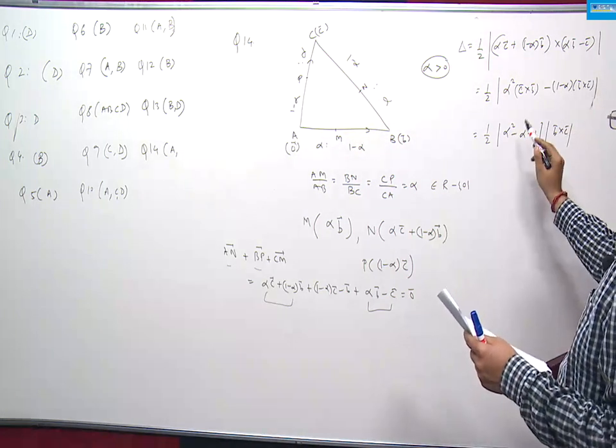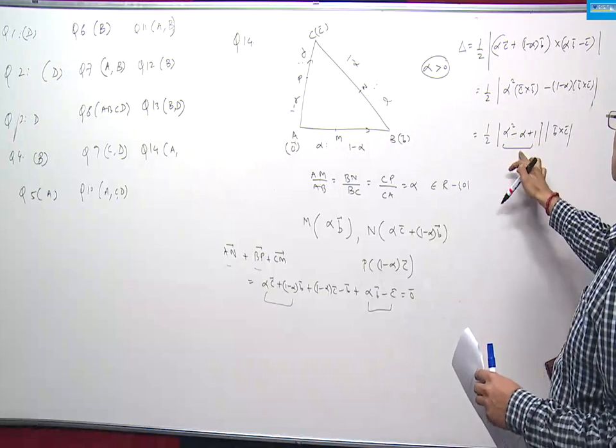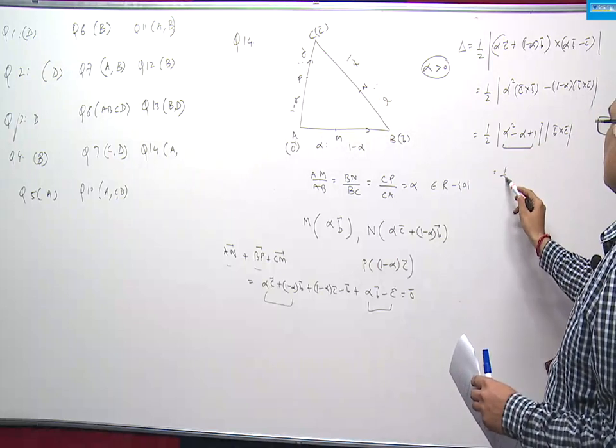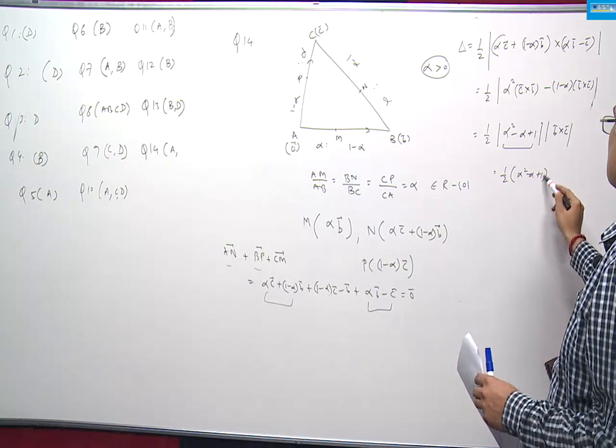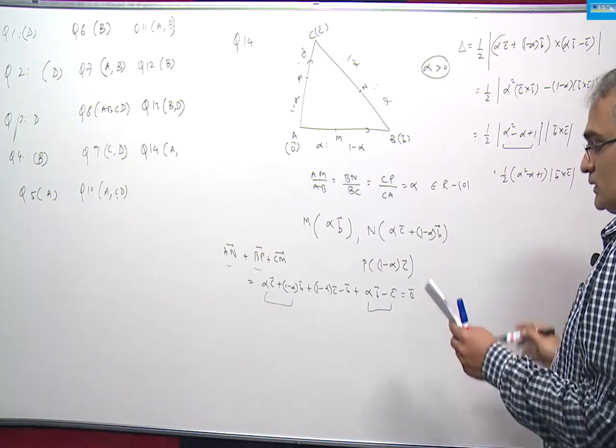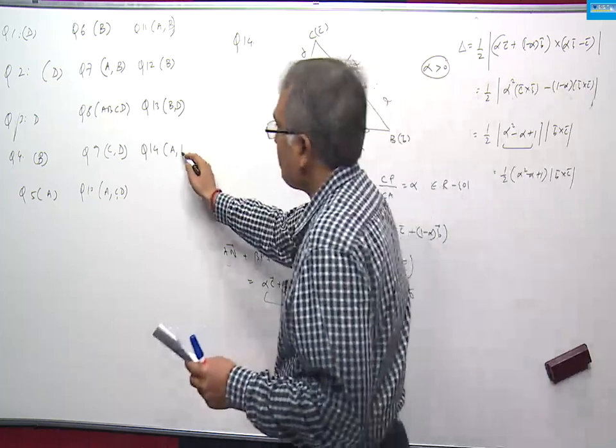And as for any alpha, this must be positive. D is negative, hence you can say it is half alpha square minus alpha plus 1 modulus of b cross c. That is, B is also correct.